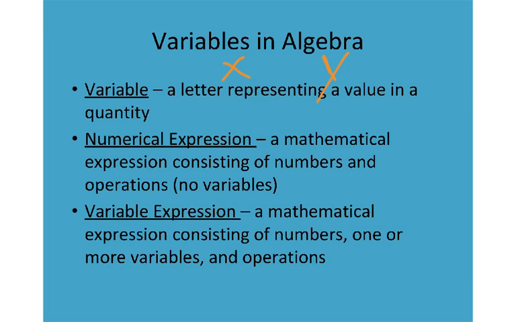And then a numerical expression is a mathematical expression consisting of numbers and operations. So there are no variables in a numerical expression. And then a variable expression is a mathematical expression consisting of numbers, one or more variables, and operations. So pretty much a numerical expression and a variable expression are the same, except a variable expression has variables in it, where a numerical expression does not. Both have numbers and operations in them. Again, we're going to primarily write variable expressions today from a written or verbal expression.